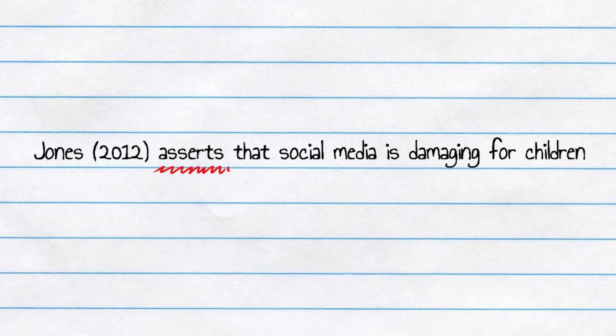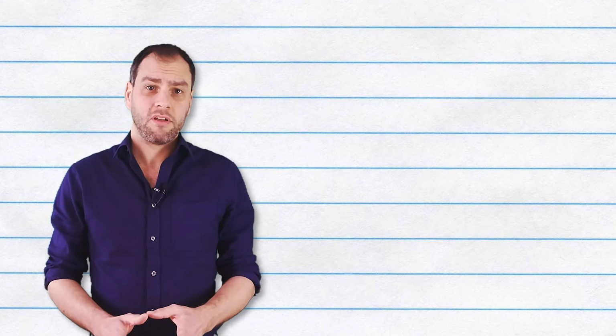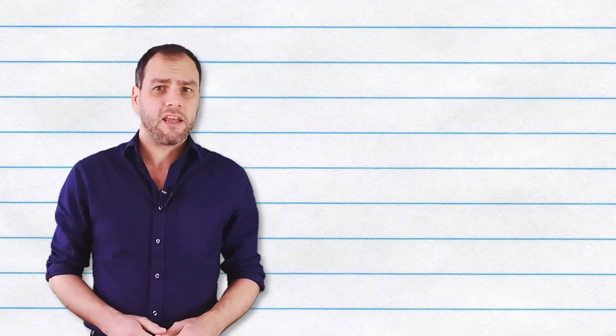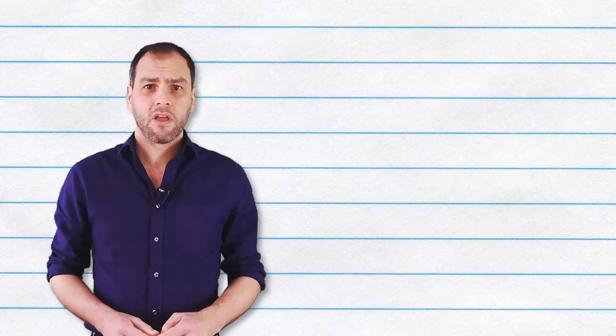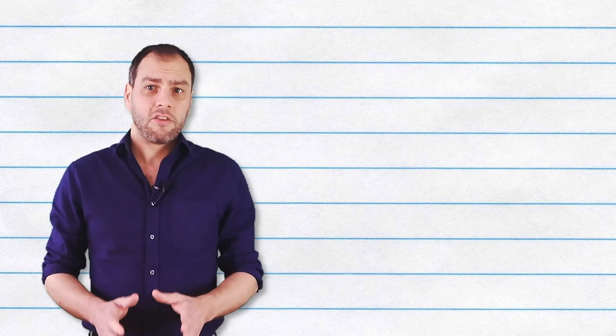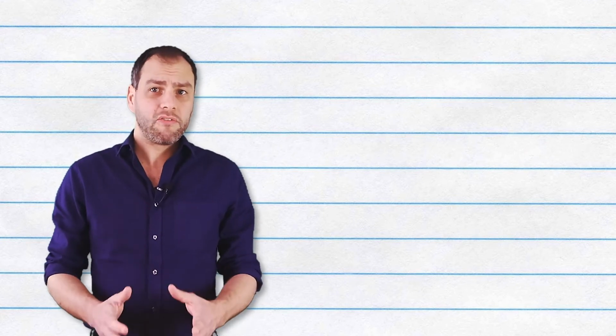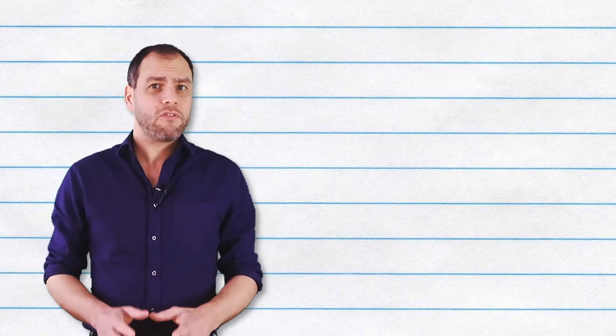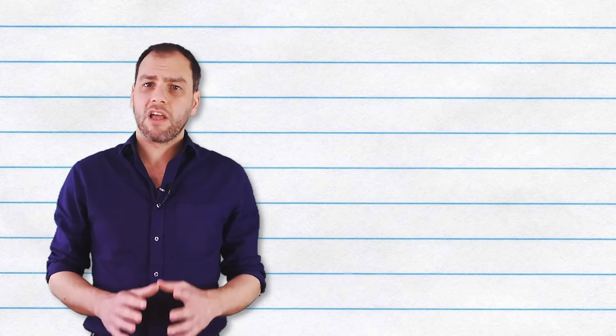Jones asserts that social media is damaging for children. That is, they make a forceful statement but may not offer much evidence, or at least you don't find that evidence persuasive. Jones concludes that social media is damaging for children. Here we're saying that Jones has offered up a lot of clear evidence to reach their conclusion. Again, you don't have to agree, but you're acknowledging that there's a lot of evidence.